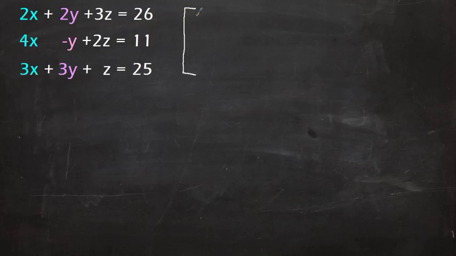So it's going to be 2 lots of x, 2 lots of y, and 3 lots of z for the first equation. Second equation is 4 lots of x, take away 1 lot of y, so that's going to be minus 1, and then plus 2 z. And then we're going to use 3 lots of x plus 3 lots of y, so that'll be another plus 3, plus 1 lot of z, so it's going to be a 1.